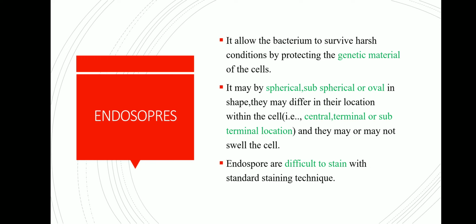Endospores may be spherical, subspherical, or oval in shape. They may differ in their location within the cell. That is, it may be a central location, terminal location, or subterminal location, and they may or may not swell the cell. Endospores are difficult to stain with standard staining techniques.